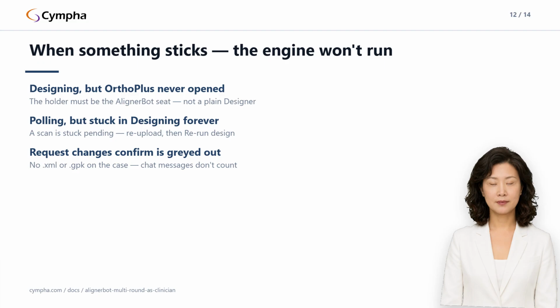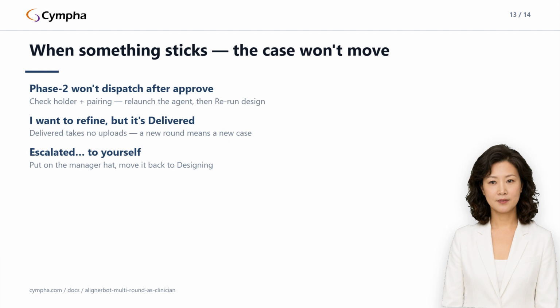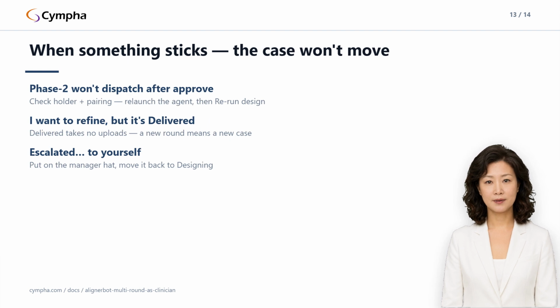Number 5. You want to refine, but the case is already delivered. A delivered digital case no longer accepts file uploads, so the refinement loop on it is genuinely closed. To run another round on the same patient, submit a new case from the latest scans. That said, delivered isn't an archive. The case keeps its holder for follow-ups until the lab manager clicks mark as finished.